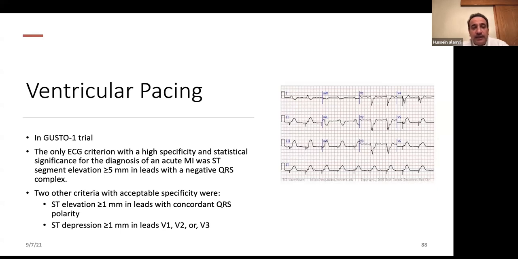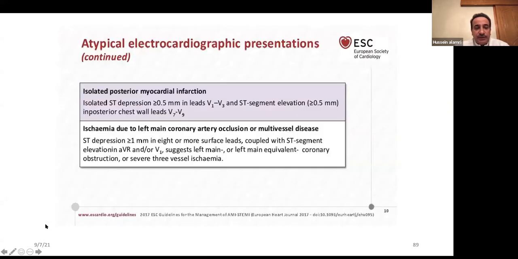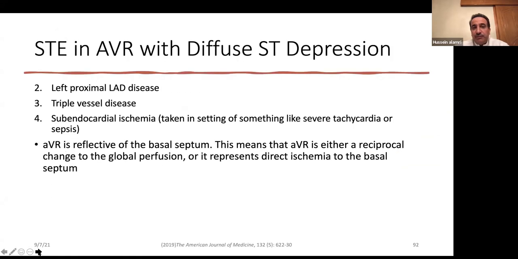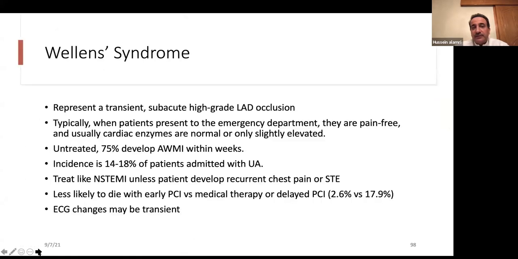LVH, we have to discuss the De Winter wave, we have to discuss early repolarization, we have to discuss how to differentiate STEMI from pericarditis or early repolarization or hyperacute T wave, which can be normal or due to other causes, Wellens syndrome, and so on. So probably we will continue in another session. This ECG, by the way, I'm just going fast.